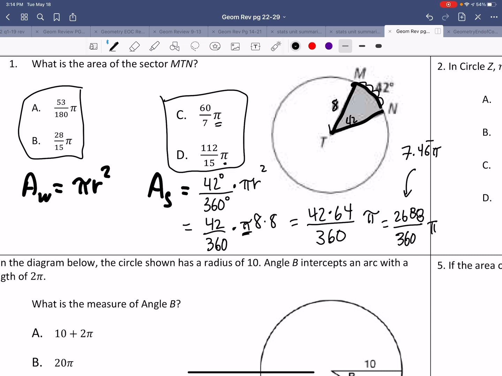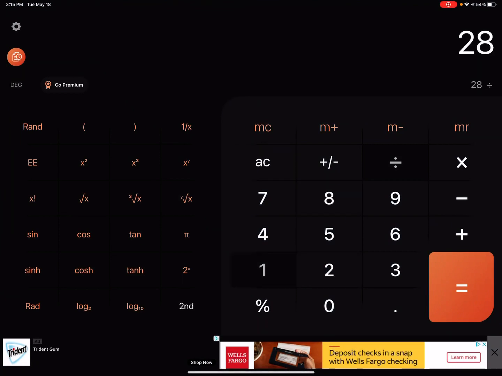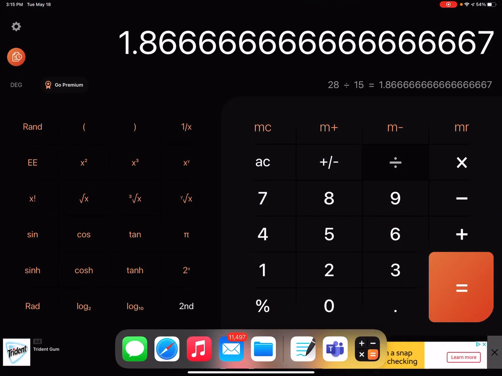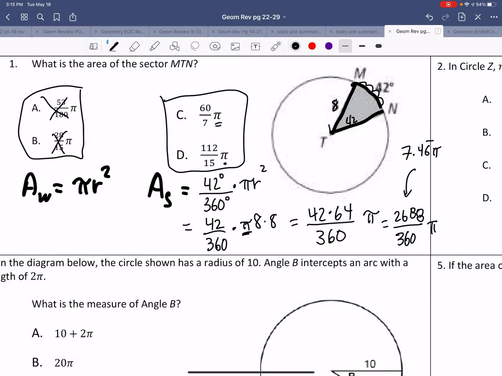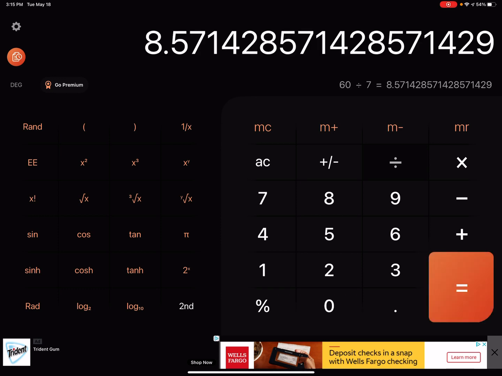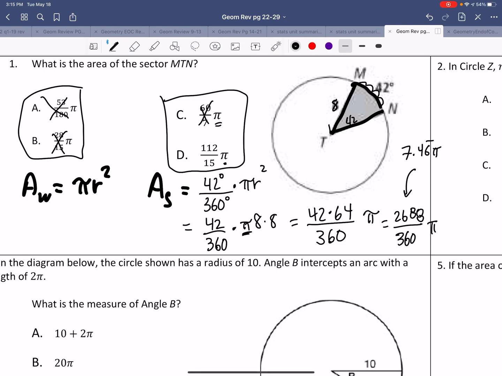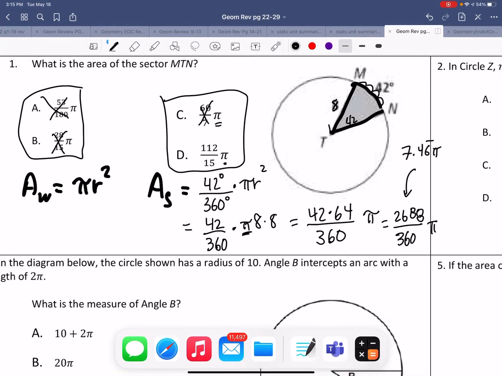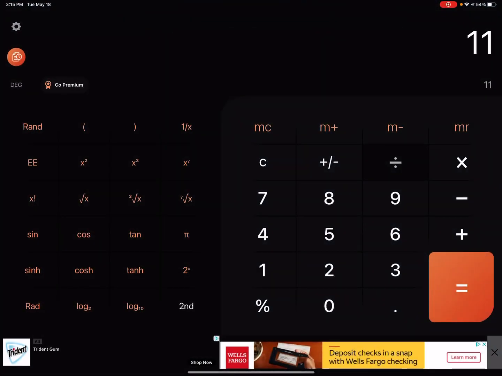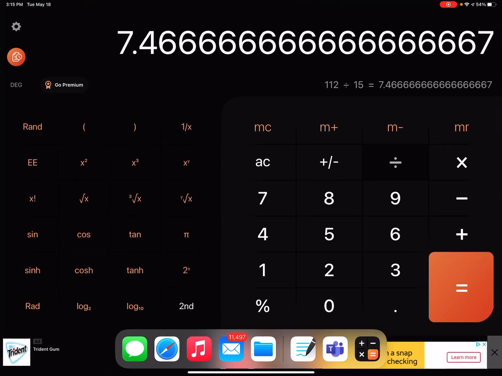So which one would have the same decimal? So this one's definitely, that's less than 1, so it's not that one. 28 over 15. No, that's not it. 60 over 7. Nope. So it's got to be this 112 over 15. Yep. Okay, so we found our answer.